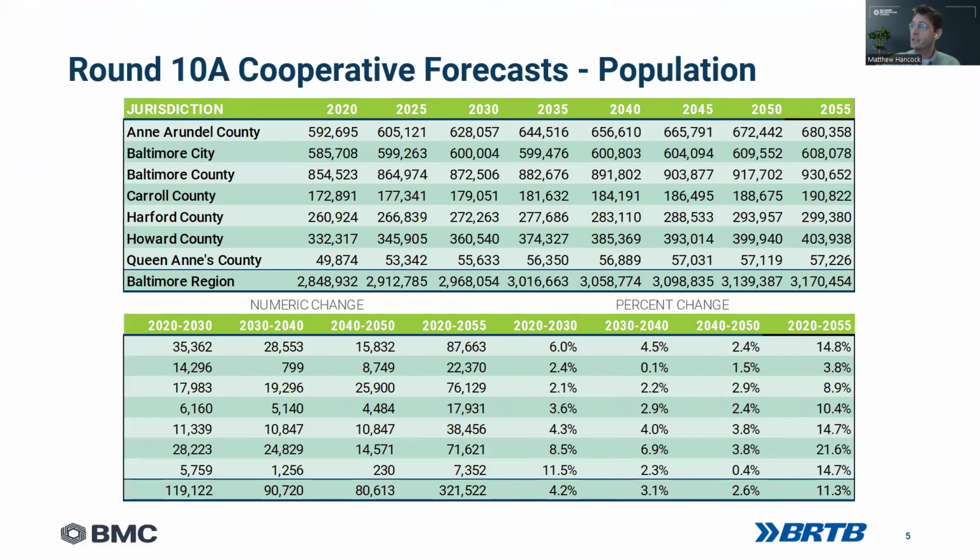So what you'll see here is our round 10A forecast for population. The main line is that we're expected to see steady growth in population and households through 2055. At the regional level, our 10A is showing population growth of about 321,522 persons, so about 11.3% growth over this 35-year period, 2020 to 2055 in round 10A.